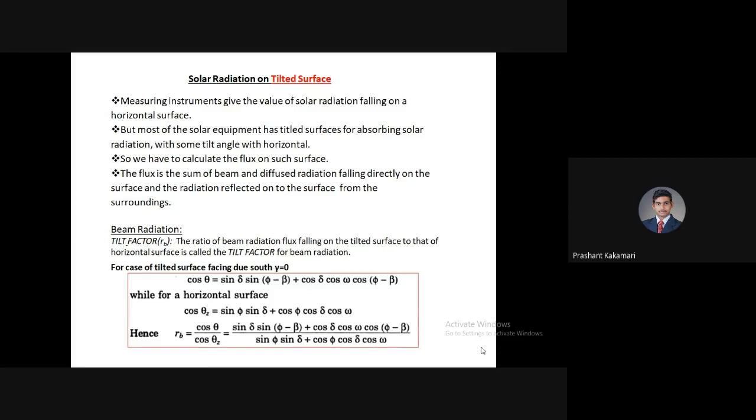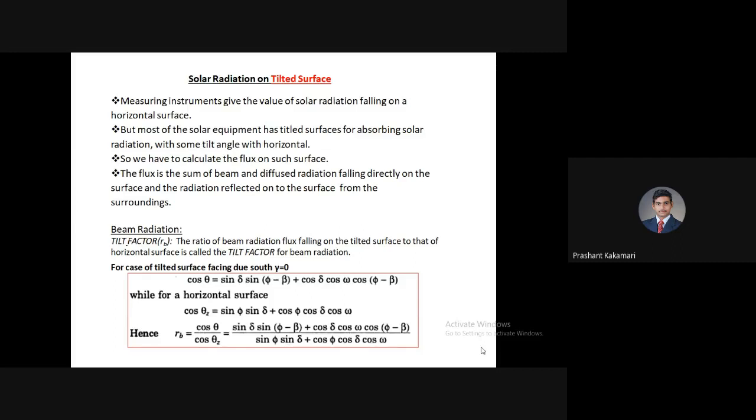So the ratio between the radiation flux falling on the tilted surface to that on the horizontal surface, if you consider that, is called the tilt factor, that is RB. Now if you see the angles, whether it is tilted or without tilting, I can write cos theta as what?